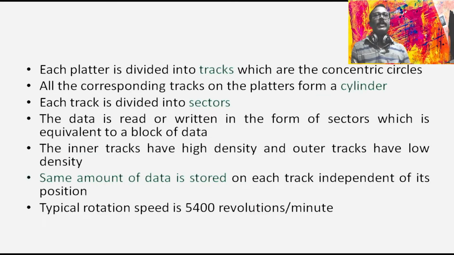Each platter is divided into what are called tracks. You can say they are concentric circles. So each platter is divided into tracks, and each track is divided into what are called sectors, like this.